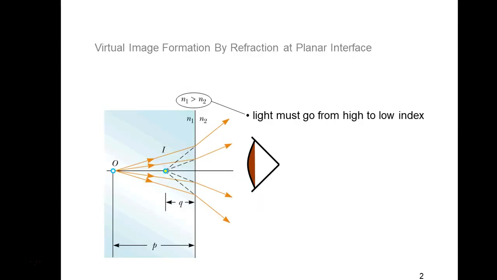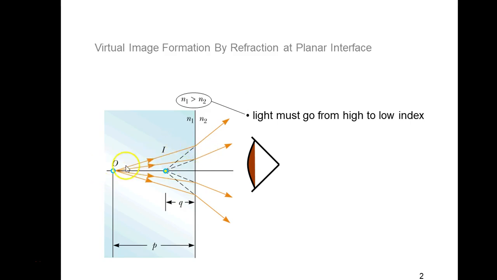Now here is a picture from a book showing some rays. We'll do what I call the official ray trace on the next slide. But in order for this to work, the light has to be in a higher index material refracting into a lower index material. So the light has to be going from high to low index. In this picture, I'm emphasizing that N1 is greater than N2. So imagine an object point O. This might be a point on the object. And here we're just drawing some arbitrary rays.